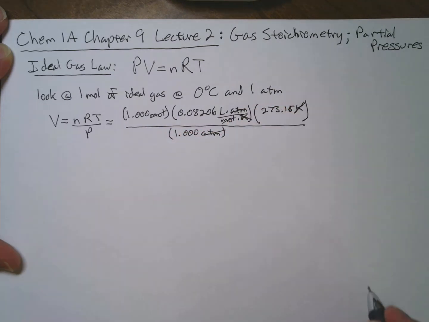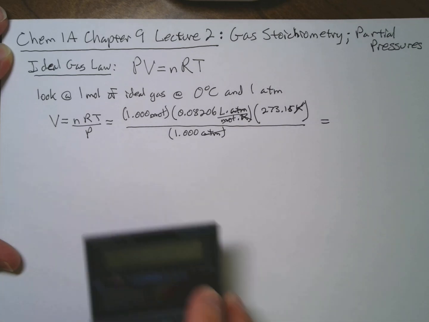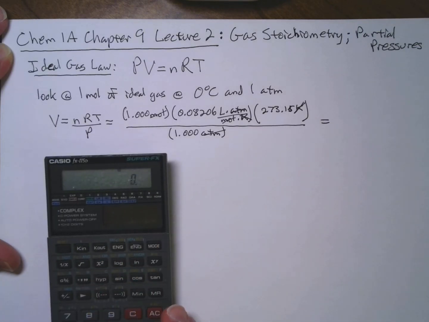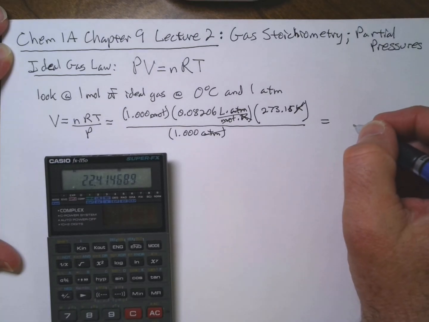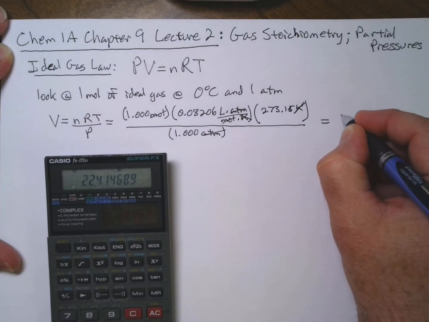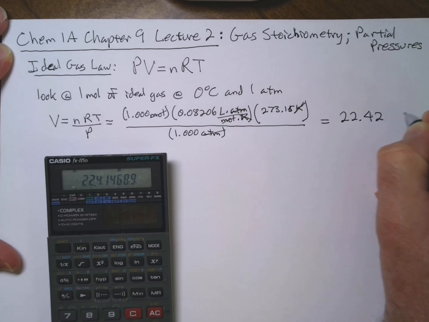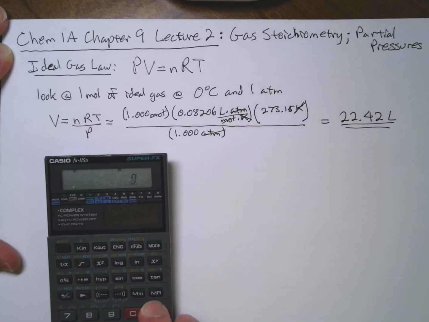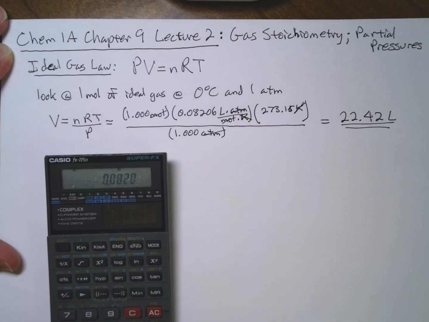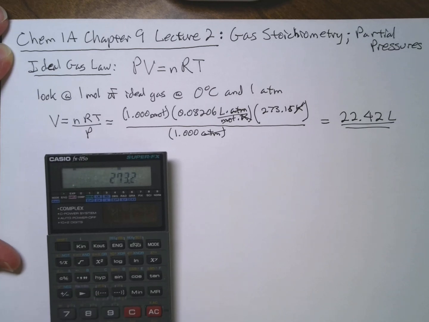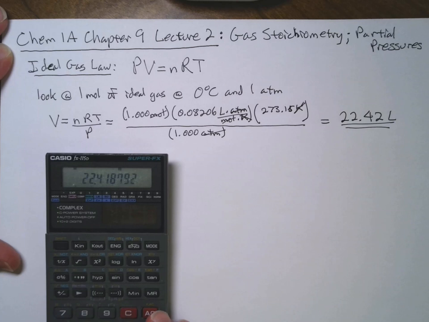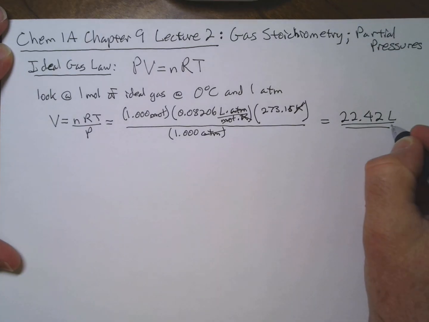So my atmospheres cancel. And what I end up getting, if I take a look at this, is 1 times 0.08206 times 273.15 divided by 1, 22.41. In some places it's listed as 22.42 liters. If I used a slightly different value, 273.2, 1 times 0.08206 times 273.2, I would get 22.42. So your mileage may vary.